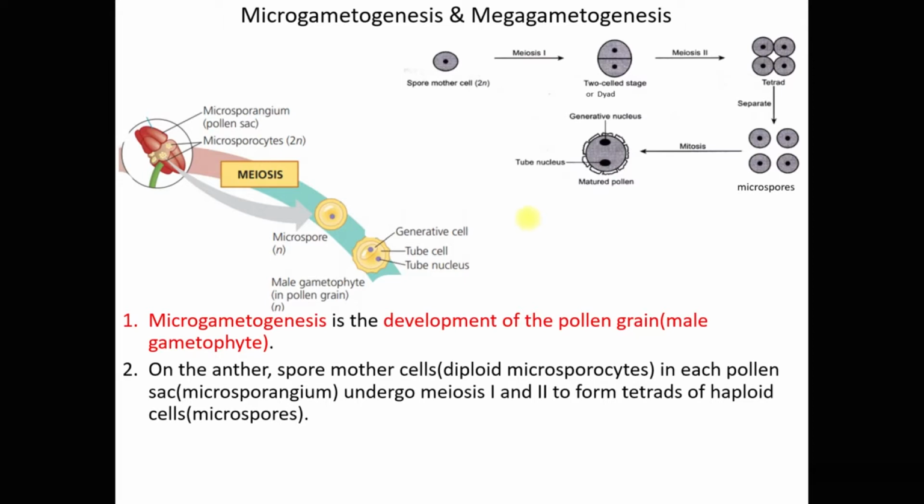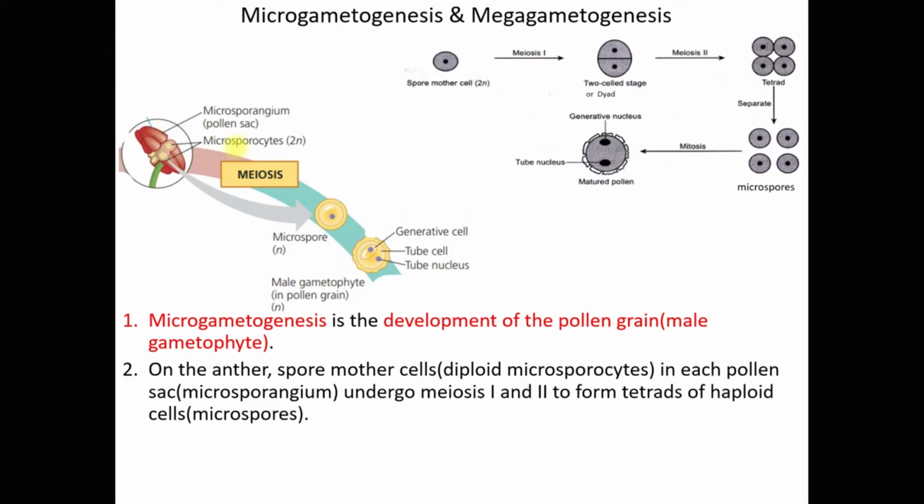Now on the anther, the spore mother cells, also known as the diploid microsporocytes, can be found in each pollen sac. You can see the microsporocytes here. This pollen sac is also known as the microsporangium. In one anther we have 4 microsporangia, and inside this microsporangium we can see these microsporocytes.